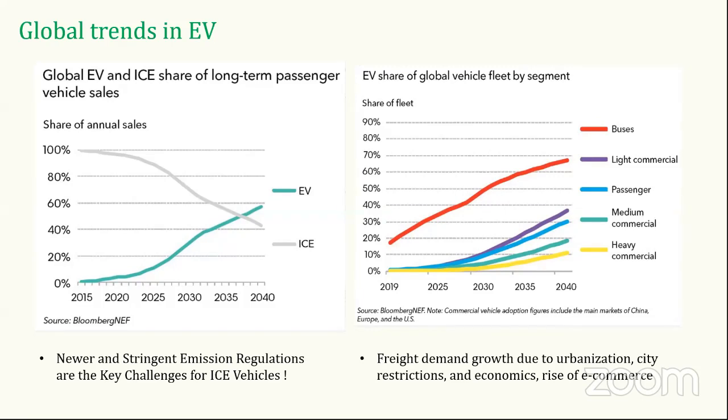This could be primarily because city urbanization is happening, city restrictions are happening, the economy is growing, and road transportation is improving. A lot of e-commerce activity is growing. So that gives a very big advantage for the heavy segment, and mass transportation and heavy goods movement are helping this particular segment to grow from an electrification point of view.